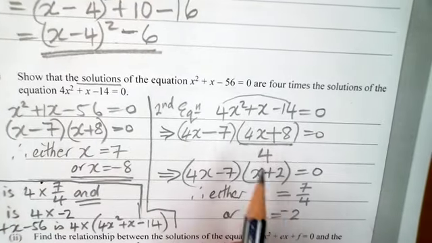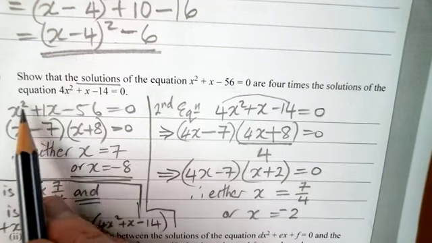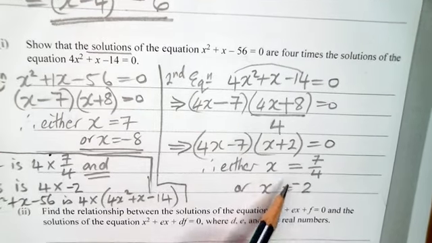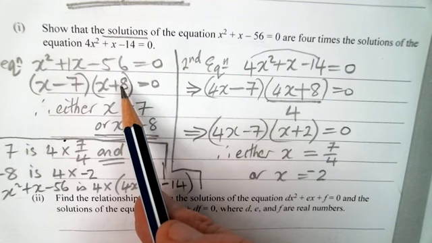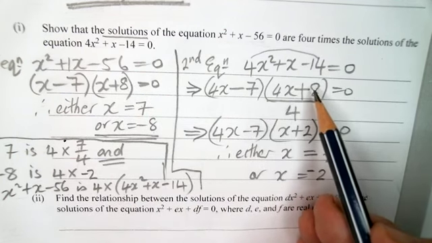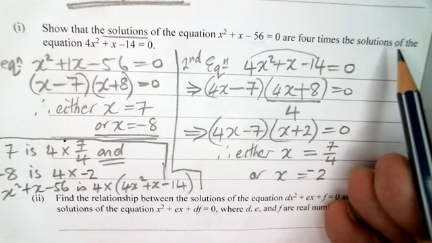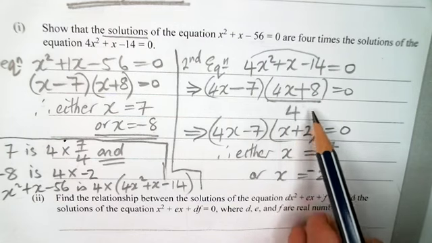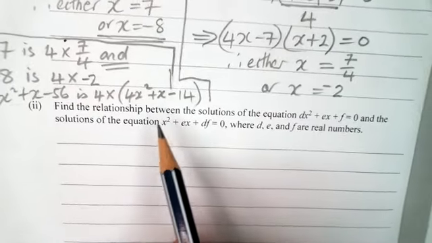It says, show the solutions of this are 4 times the solutions of that. So when I look at the solutions, this really is going to be a something 7 and a something 8. This one's a something 7 and a something 8. But one of them is 4 times the solution. And it's 4 times the solution because this one here is effectively divided by 4. And I'm looking at this thing here, and I'm thinking this is going to lead us in the same direction.